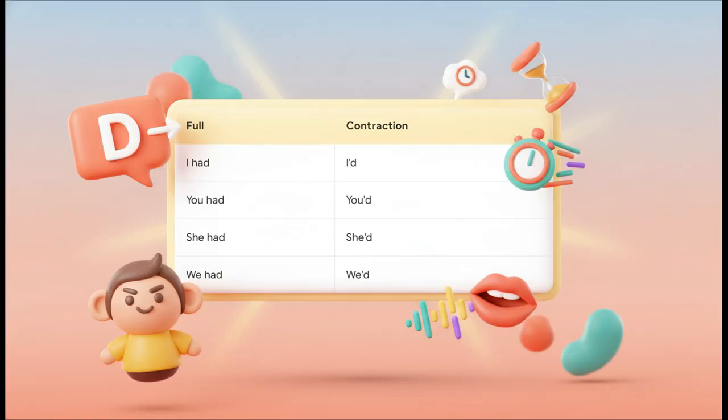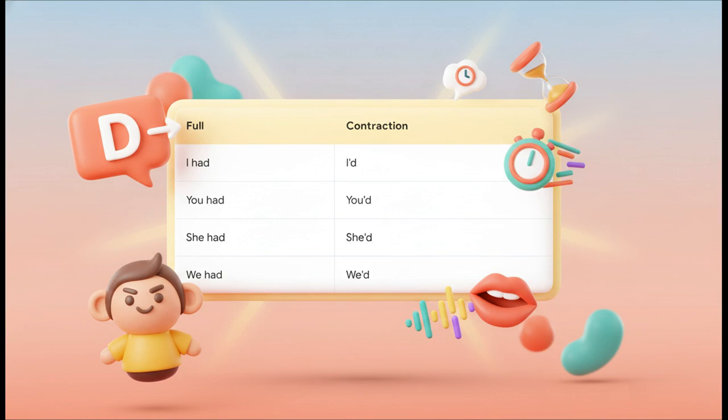Now, do you want a secret to sounding like a native English speaker? We love to talk fast, so we make the word had very short. We squish the subject and had together. Let's practice saying these out loud together. Repeat after me. I had becomes I'd. You had becomes you'd. She had becomes she'd. We had becomes we'd.